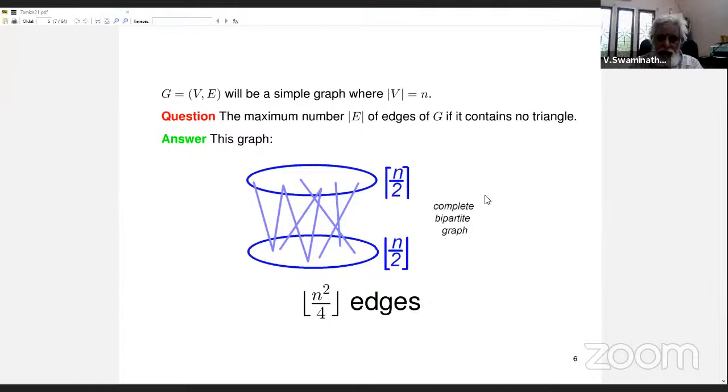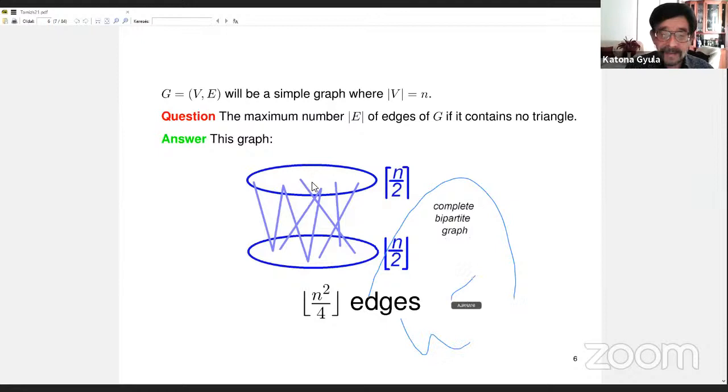It's a complete bipartite graph with equal or almost equal parts. So n half floor here, n half ceiling here, and everything is connected between the two parts, but inside is empty. This is obvious. This does not contain a triangle, because if you choose three vertices, then two of them must be in one part, and then there is no edge there. So it contains no triangle. And this is the number of edges of this graph.